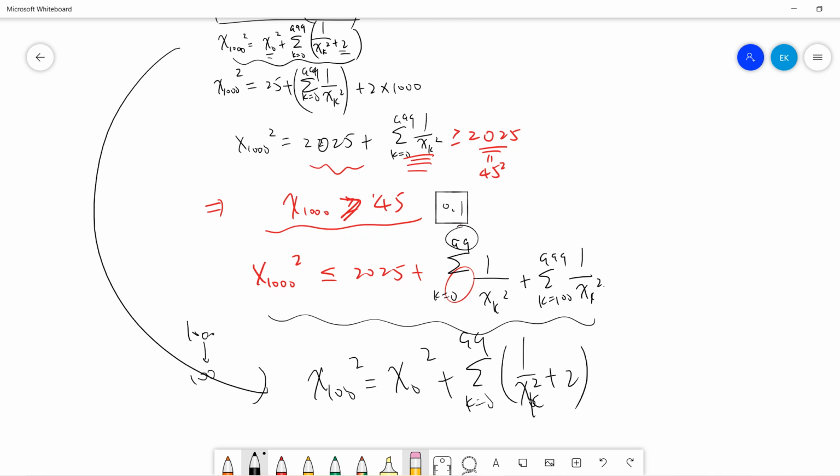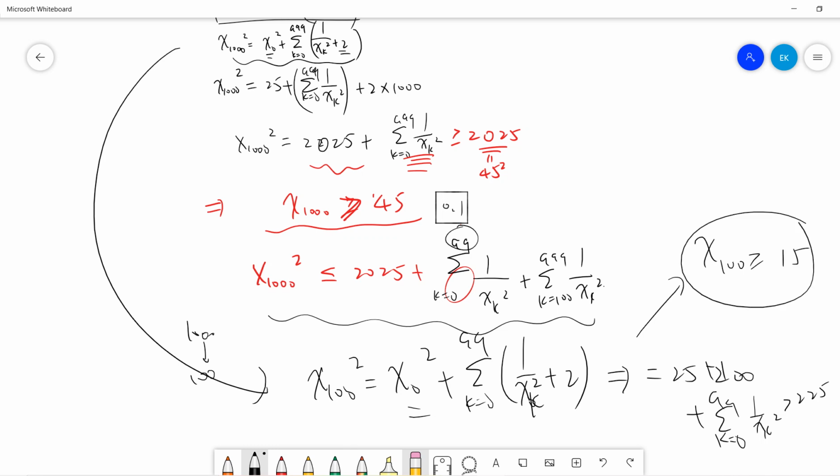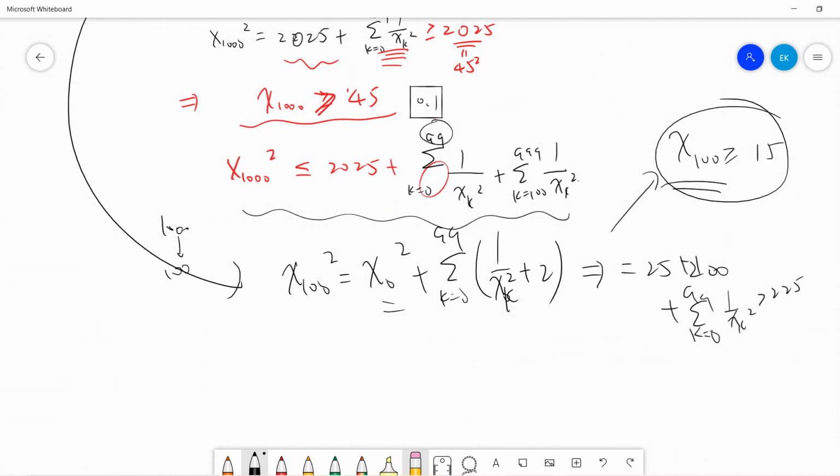Okay, so the easy idea is that this is 25 plus 200 plus something, the sum for k from 0 to 99 of 1 over xk squared, which is greater than 225. So from here I know that x100 is greater than or equal to 15, right? So from here we have enough to get the expression.